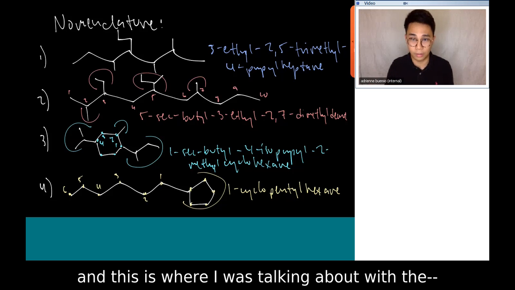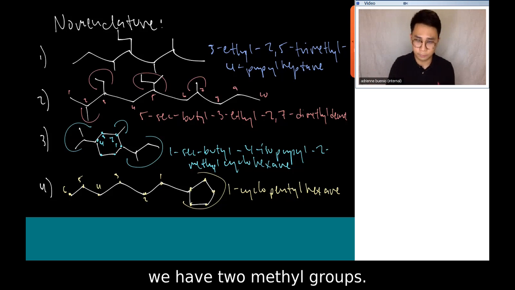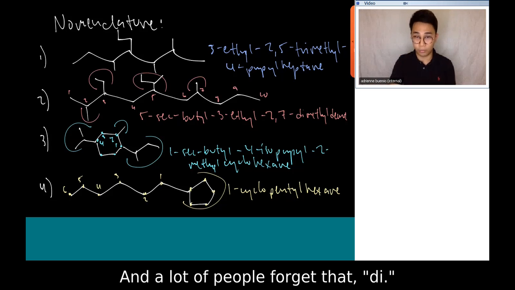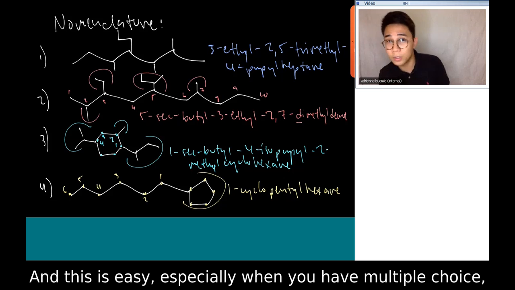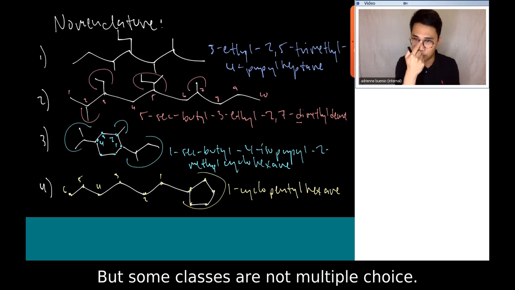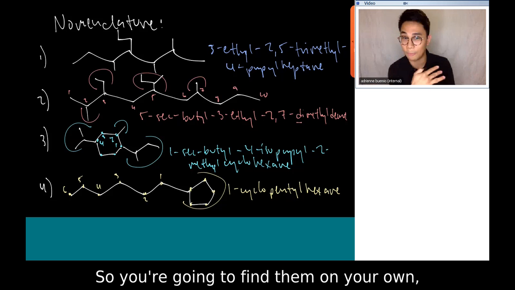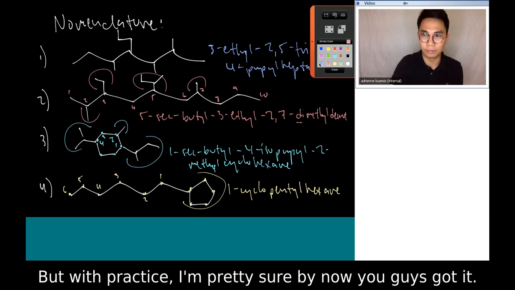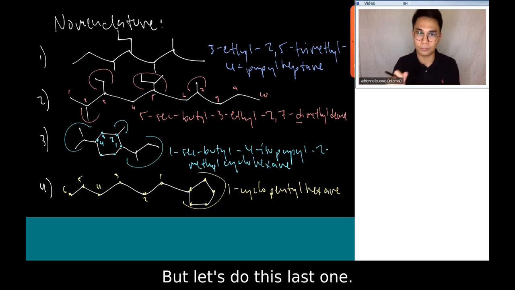And this is where I was talking about how we have two methyl groups, right? So we indicated where those both are, and we said dimethyl, right? And a lot of people forget that, di. And this is easier, especially when you have multiple choice, because you can kind of check off every single thing. But some classes are not multiple choice, so you're going to have to find them on your own, right? And knowing that automatically. But with practice, I'm pretty sure by now you guys got it. But let's do this last one.